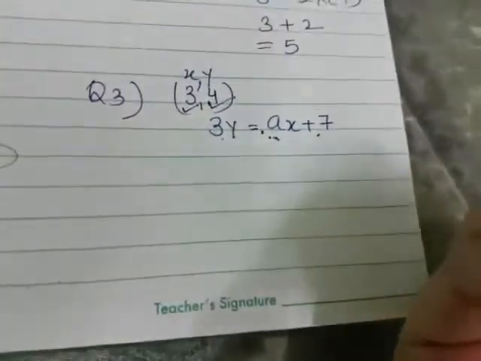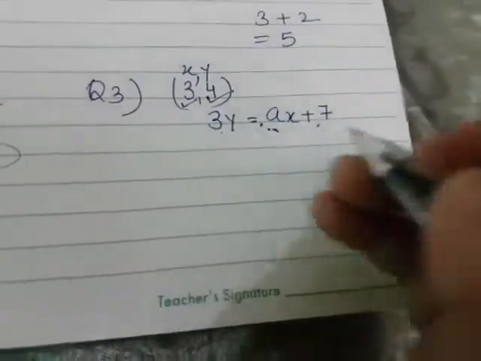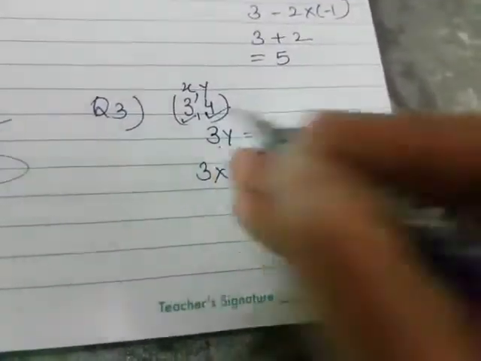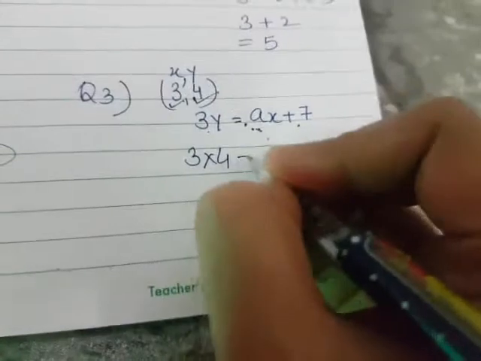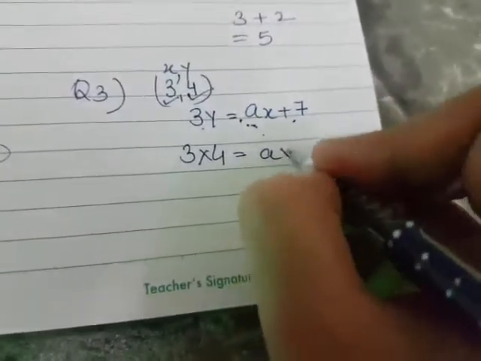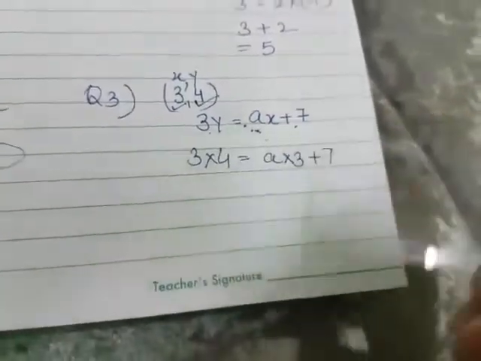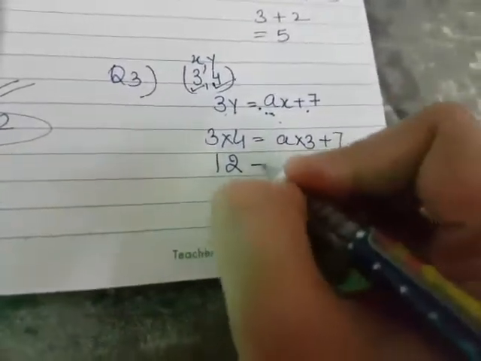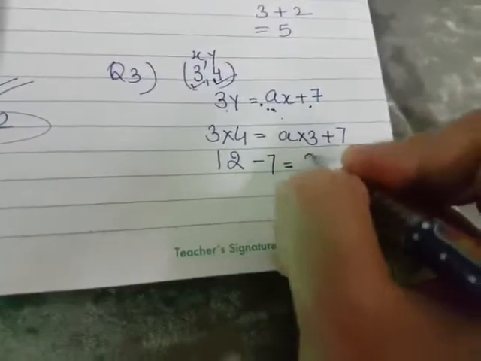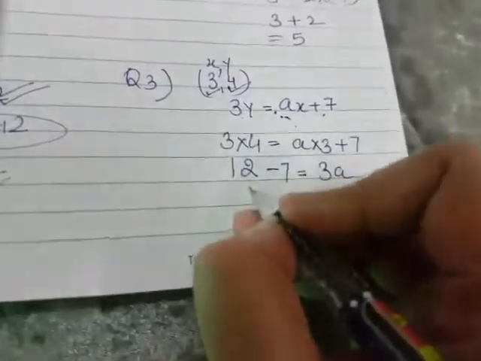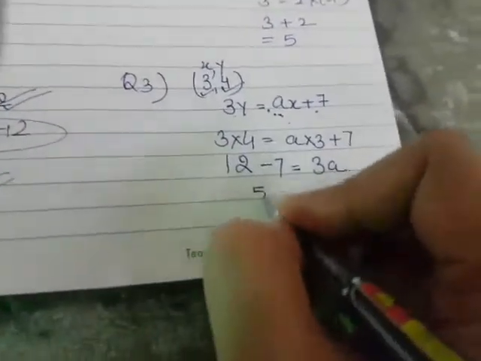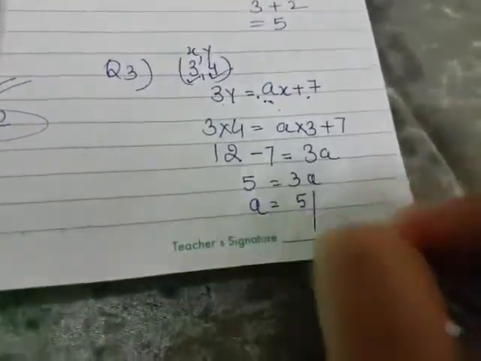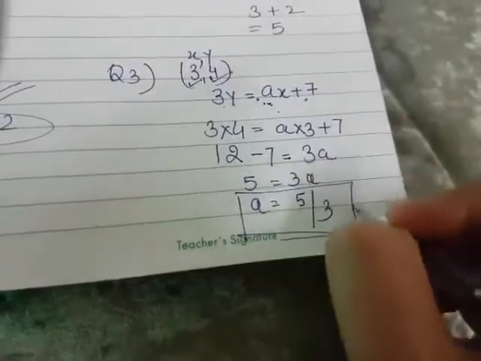So just now what very simple, that you put the values in this equation. So 3 into y, always the second one, 3 into 4 equal to a into x value is 3 plus 7. So you need to find out the value of a. So it will be 12, 7 will be in negative here and it will be equal to 3a. 12 minus 7 will be 5. So a value will be 5 upon 3 and this is the answer.